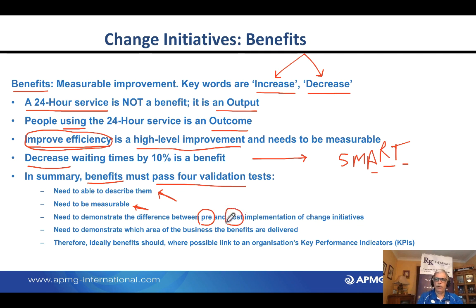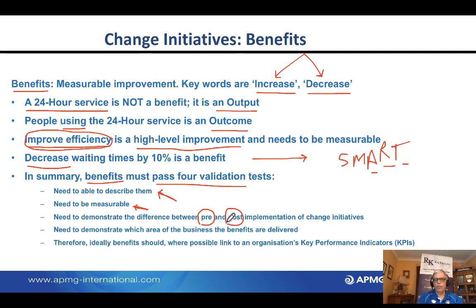So if we say, for example, we've improved staff morale, we've improved customer confidence. Yes, those are high-level improvement statements, but how are you going to measure staff morale? Are you going to use something like attrition data? Are you going to look at sickness? Or are you going to do a staff survey?